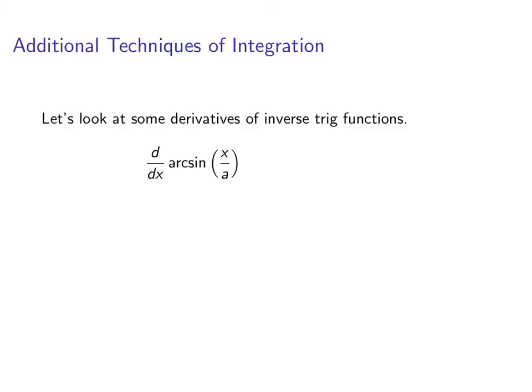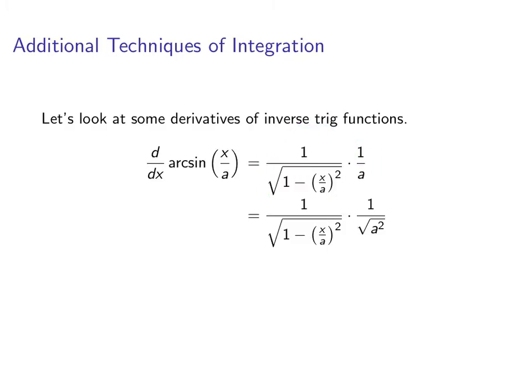So if we want a derivative of inverse sine of x over a, we're going to have to use the chain rule. So the basic version of it looks like this, 1 over square root of 1 minus something squared, but then we have to multiply by the derivative of the inside function, and that's how we end up with this piece here. Now I'm going to simplify this a little bit.